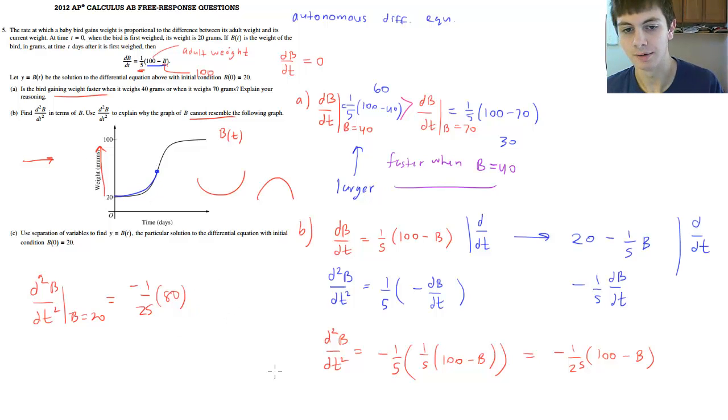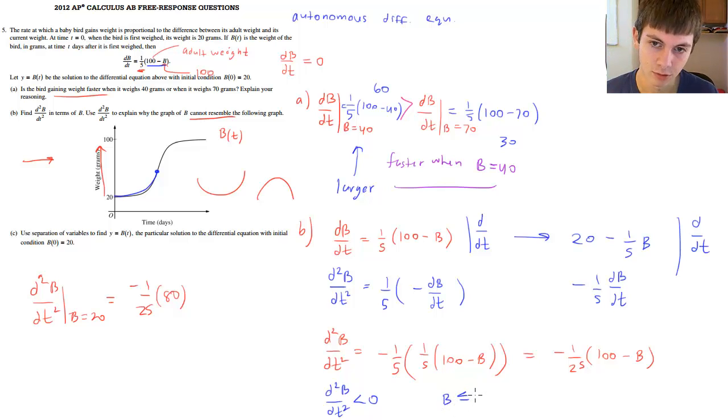So, in short, this cannot be the graph because d squared b over dt squared is less than 0 when b is less than or equal to 100 and greater than or equal to 20. So on this vertical interval, it's always going to be negative, where here they had it positive, so this is impossible.